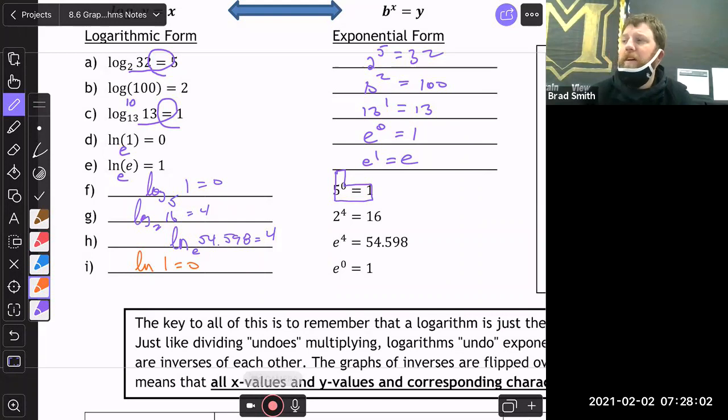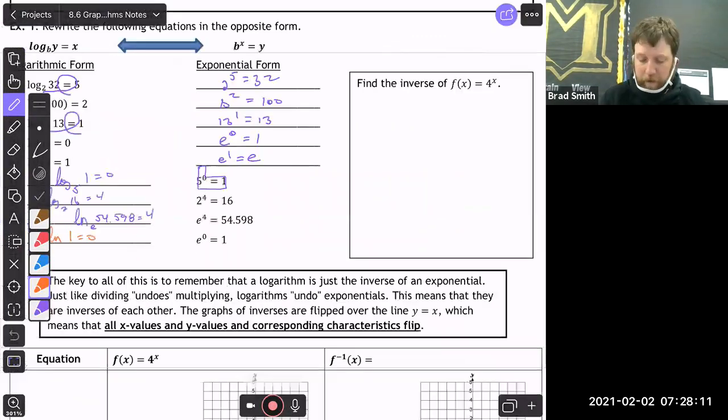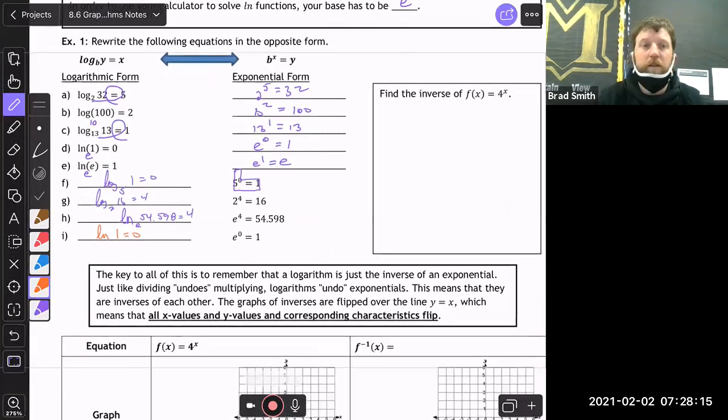Does anybody have any questions on that? Pretty straightforward. Y'all did great with this yesterday. I was happy. All right. If you need me to go back, I'll be glad to. You still need it? You're writing things down. Let me pause this so it's not going.